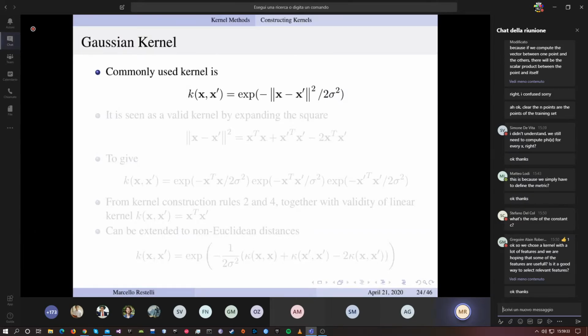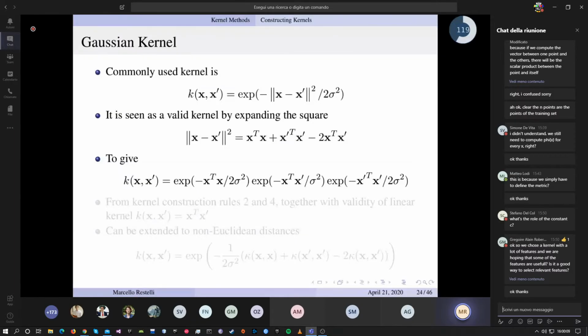We know that in this case, when the points are the same, so x is equal to x prime, the kernel is equal to 1. And you know that as x and x prime get apart and far away, the kernel goes to 0. And so it's a typical similarity measure. How can we prove that this kernel is valid? We can prove this by doing some kind of decomposition and proving that it holds.